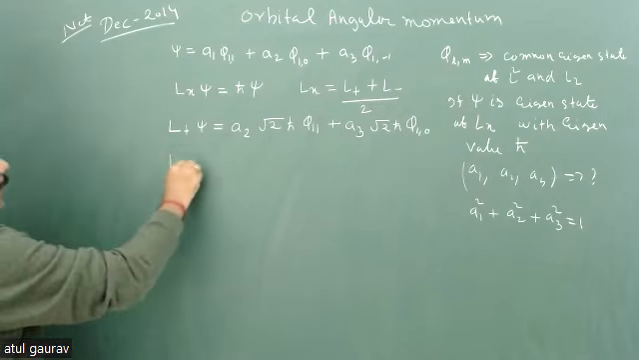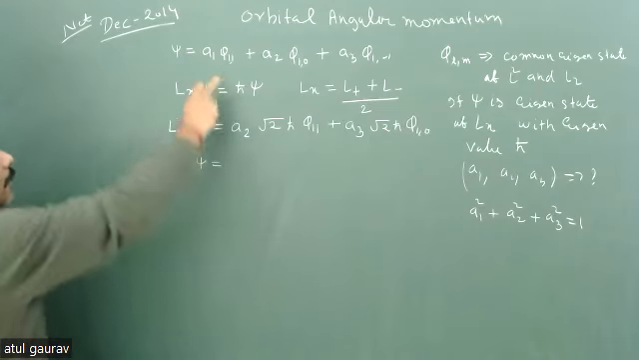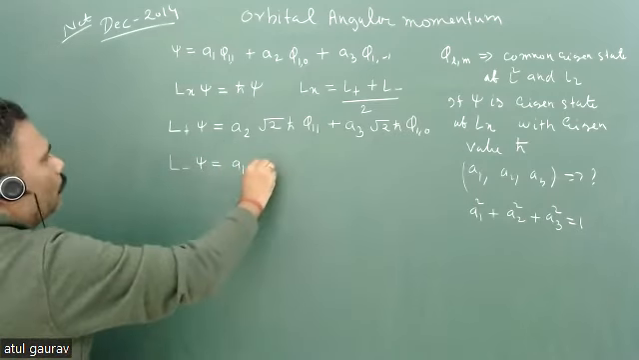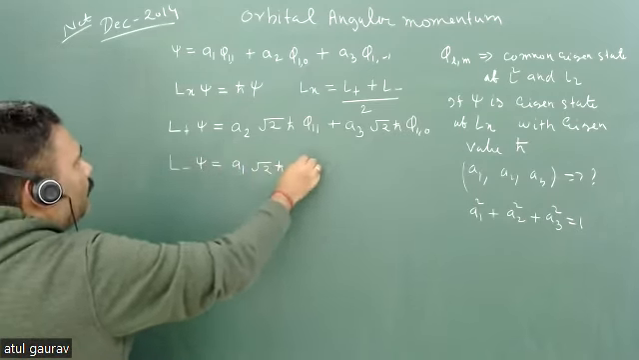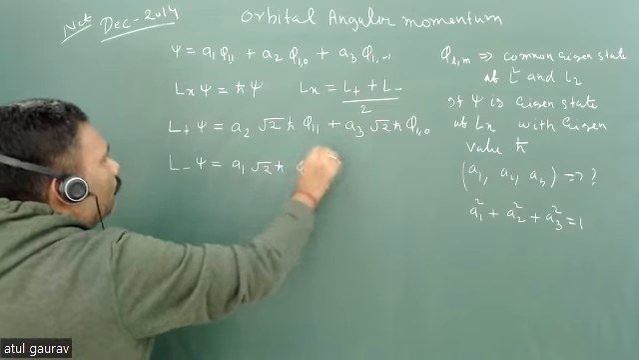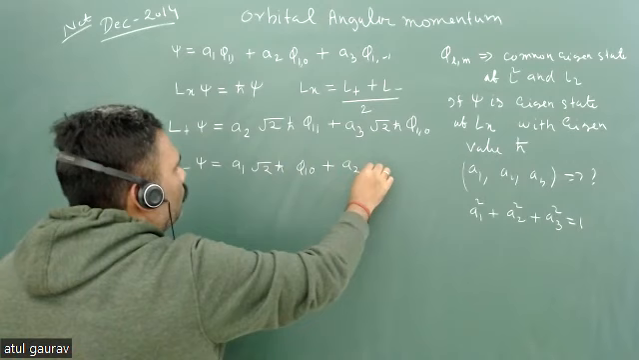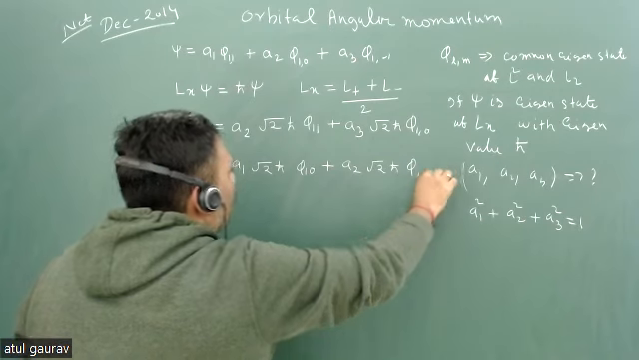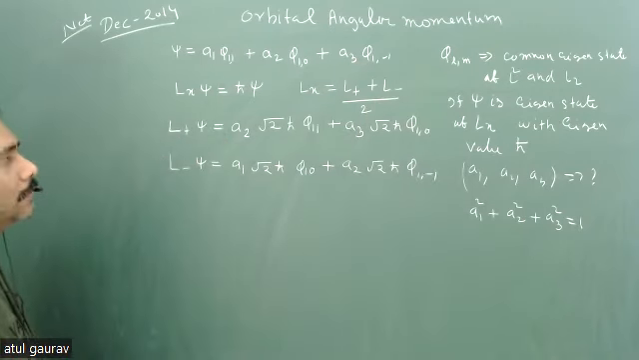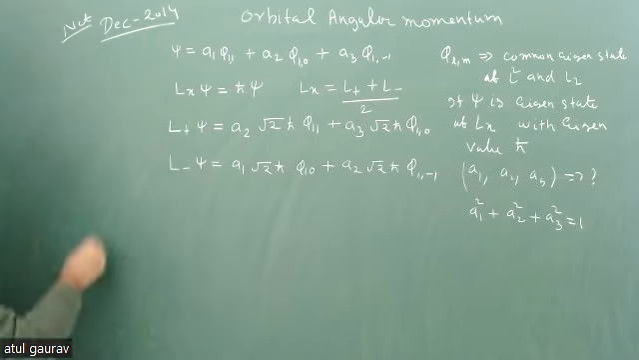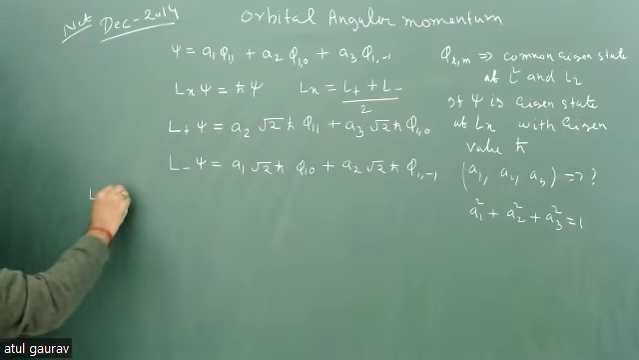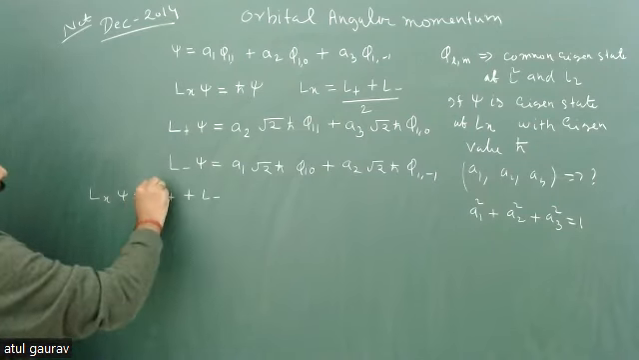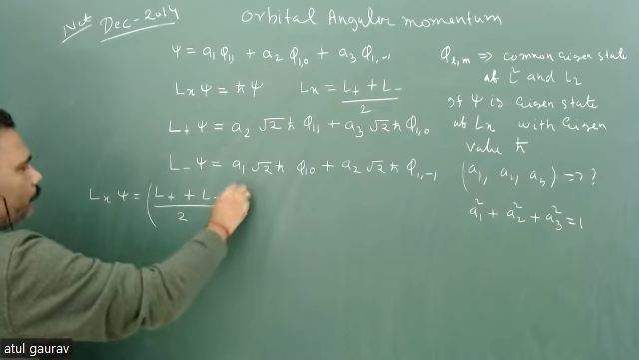And what is the story for L minus on psi? The first term goes to A1 root 2 h cut phi 1 0, plus A2 root 2 h cut phi 1 minus 1. And what will happen to the last one? It will be 0. Very good. So if I am talking about Lx psi, that means I am talking about L plus plus L minus by 2 on psi.